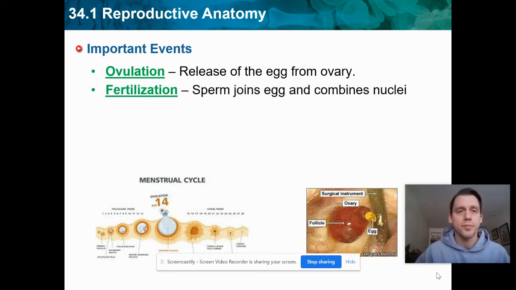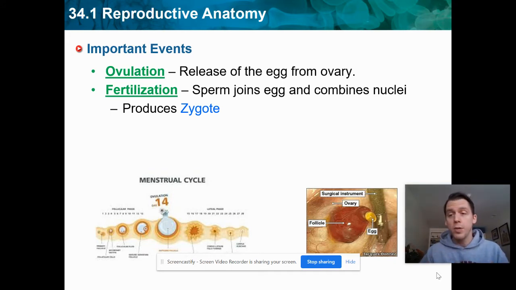Now, something that can happen after ovulation, so only after an egg is released. Sometimes fertilization can occur. So fertilization is when a sperm cell joins the egg cell, and those two haploid cells, remember sperm cells and egg cells are haploid, are going to combine and become one diploid cell. So that diploid cell is going to be called a zygote. A fertilized egg, two haploid nuclei become one diploid nucleus. That is a zygote.